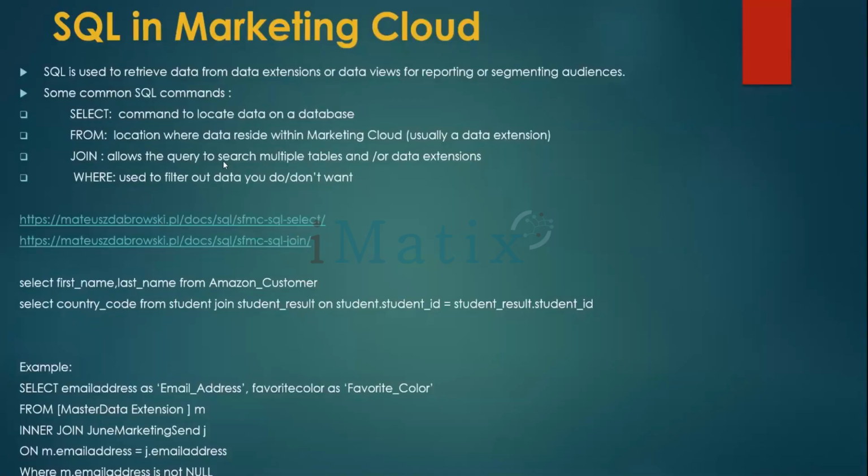We also do joins. Suppose we are joining two or three tables, and we store that data in a new data extension. It allows the query to search multiple tables and/or data extensions. And of course, where is used to filter. Like select star from table employee will fetch all data. But when you write select star from employee where city equal to Mumbai, then it will fetch only the same city. It will do the filter.